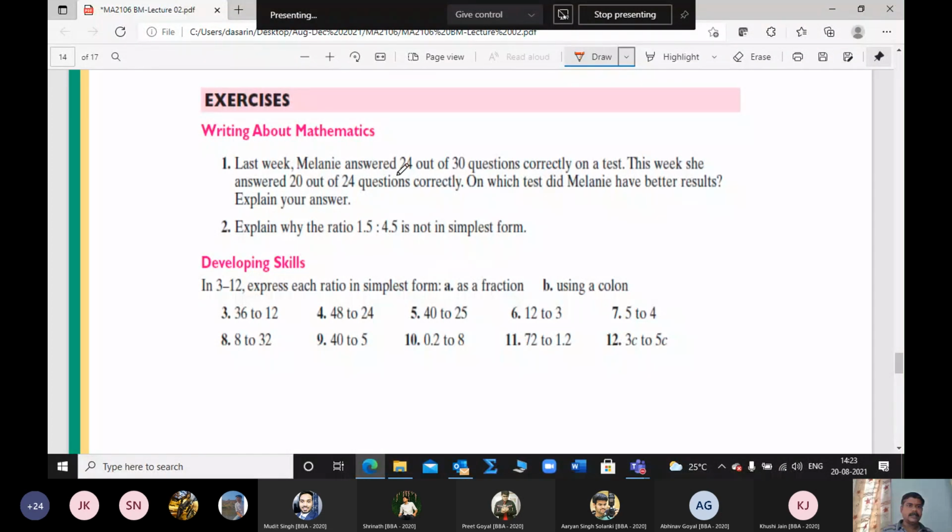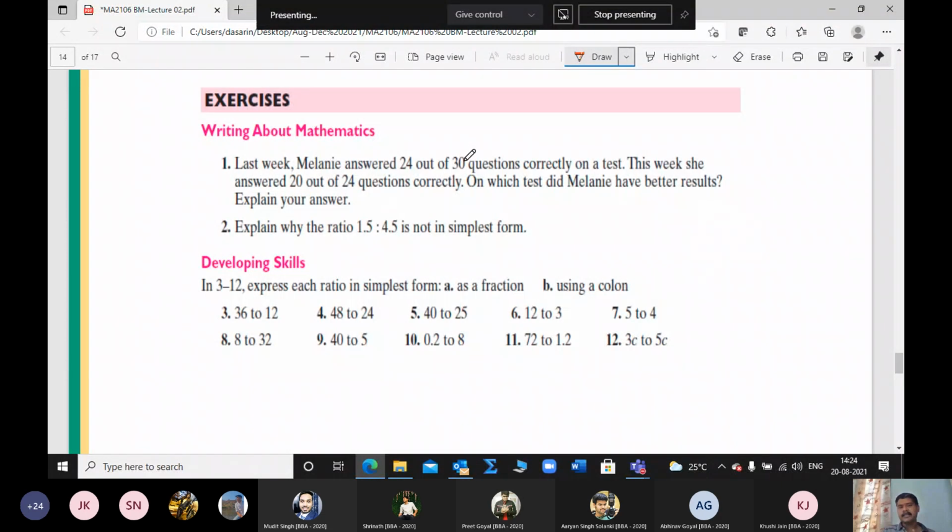Last week, Melina answered 24 out of 30 questions. There is a multiple choice question paper. 30 questions were given. Of those 30 questions, Melina answered only 24, and all the 24 questions were correct. There is no negative marking for that exam. Out of 30 questions, 24 were correct in the first test.